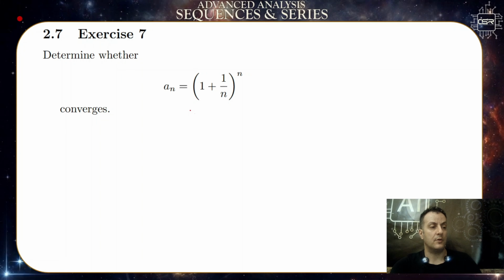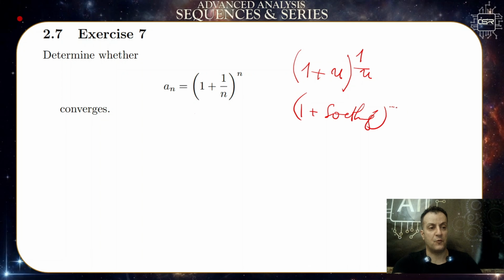7. Determine whether a_n equals (1 plus 1 over n) to the power of n converges. Here, as a reminder, in one of the laws of the exponential, or one of the identities, so to speak, when you have a quantity which is 1 plus u, for example, to the power of 1 over u, so 1 plus something to the power of 1 over something, which is the inverse of that something, this is equal to e, the exponential.